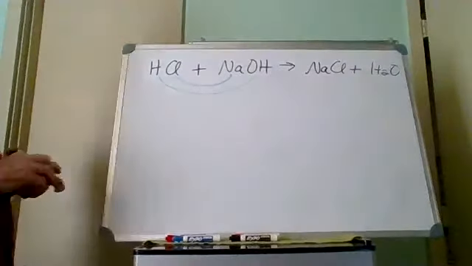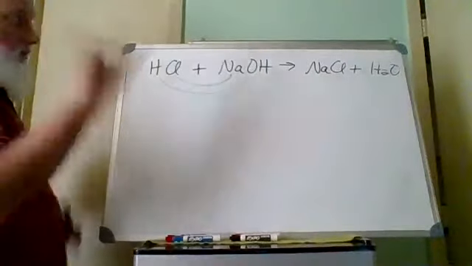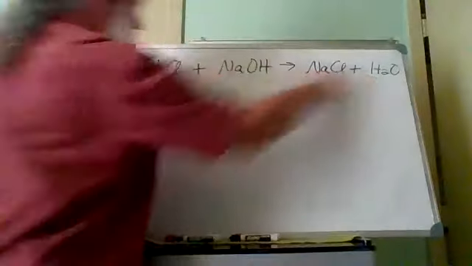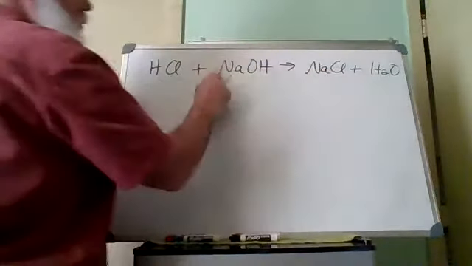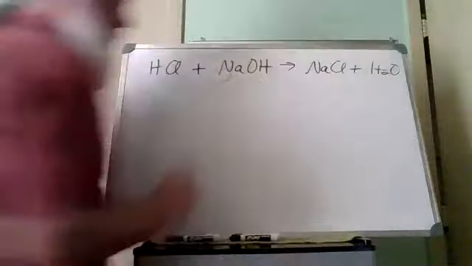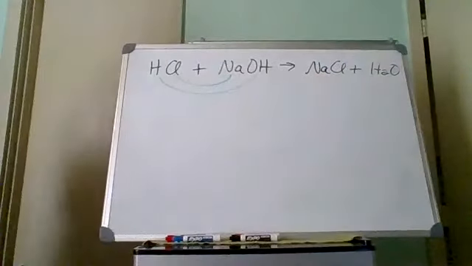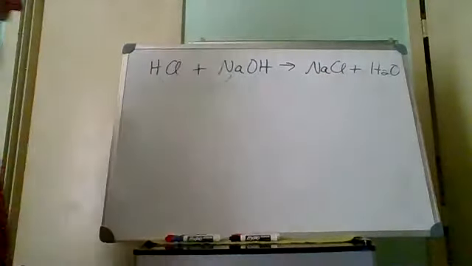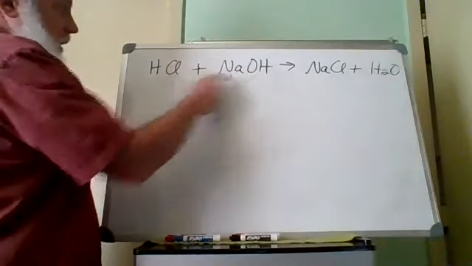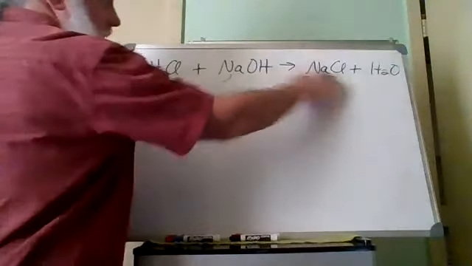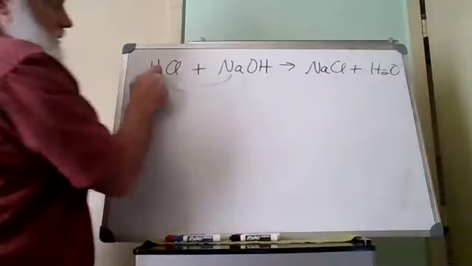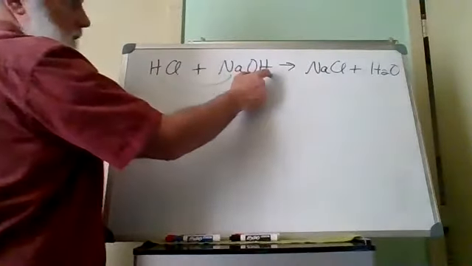Okay. The first thing I want to mention, this is already balanced. One hydrogen and one hydrogen, two hydrogens. One chlorine, one sodium, and one oxygen and one oxygen. So it's already balanced, so I don't have to spend time doing that. But I can draw an inner arc and an outer arc. The inner arc, the sodium goes with the chlorine. The outer arc, the hydrogen goes with the hydroxide. So this is actually H plus and OH minus.